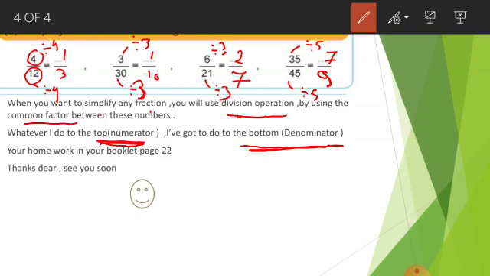You have a homework junior 3 in your booklet page 22.